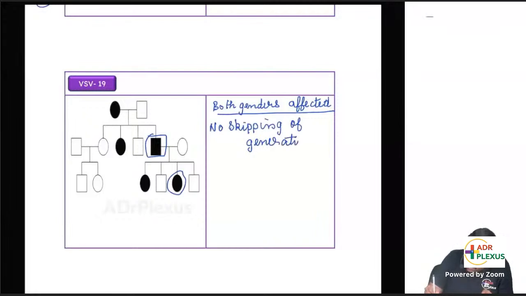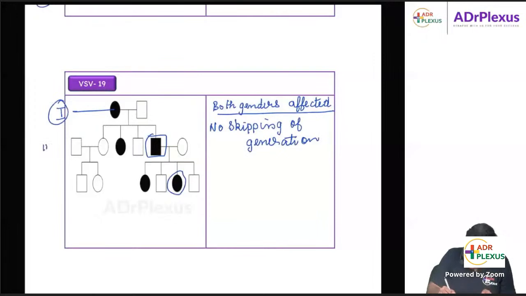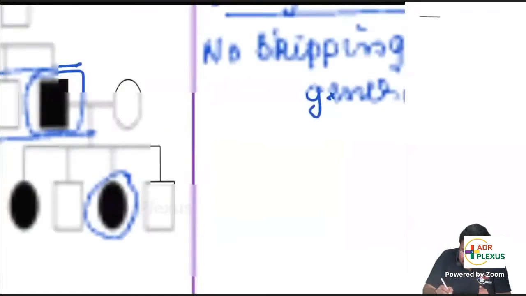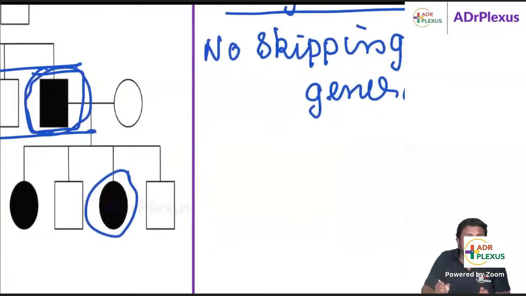You can see here in the first generation one person is affected, in the second generation also persons are affected, in the third generation also persons are affected. There is no skipping of generation. But a very important point: the father is transmitting the disease only to the daughters. Only to the daughters. That means what?